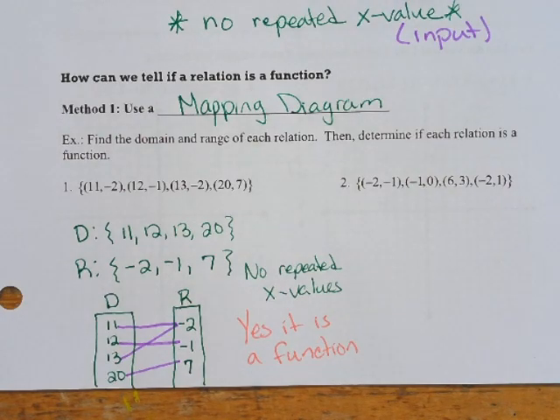You may be thinking, why do I have to do all that? I can see it with my own eyes. Because you have to prove it. On a test or on a quiz, if you're asked to use the mapping diagram, this is what you need to do. You need to show your domain, you need to show your range, and then tell me whether it is or is not a function. Okay, let's look at number 2.